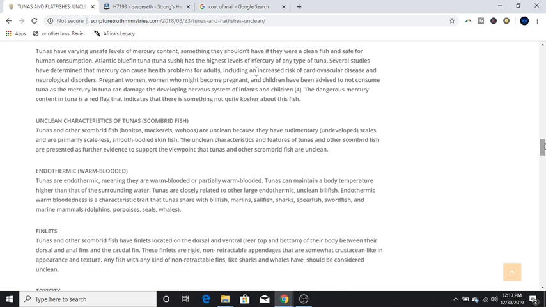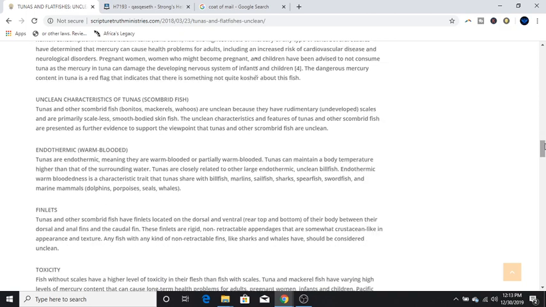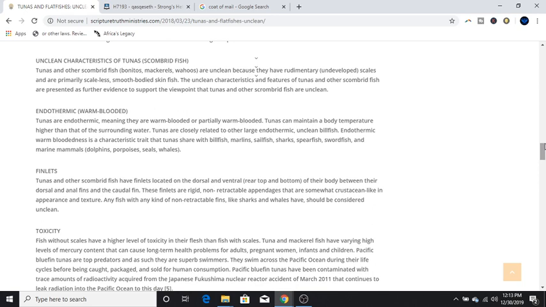Several studies have determined that mercury can cause health problems for adults, including an increased risk of cardiovascular disease and neurological disorders. Pregnant women, women who might become pregnant, and children have been advised not to consume tuna, as the mercury in tuna can damage the developing nervous system of infants and children. The dangerous mercury content in tuna is a red flag that indicates there is something not quite kosher about this fish.